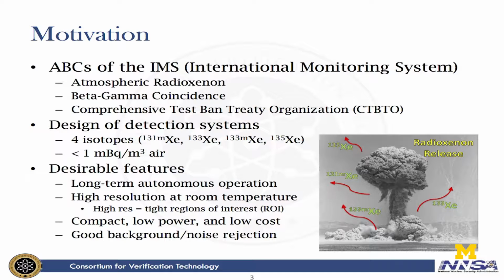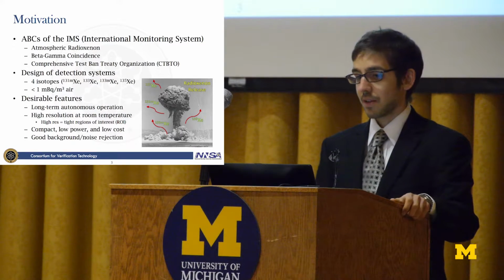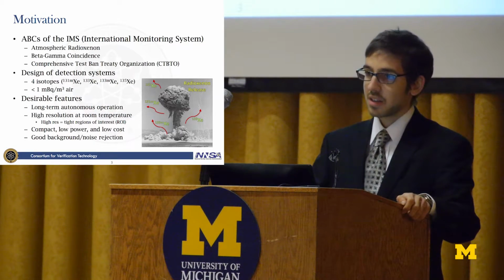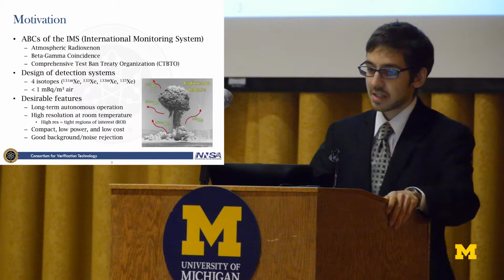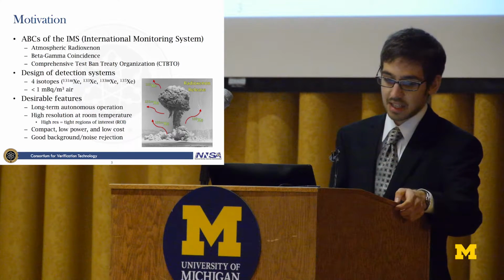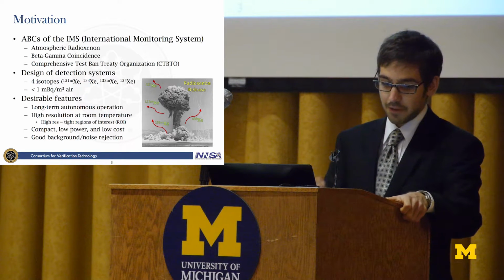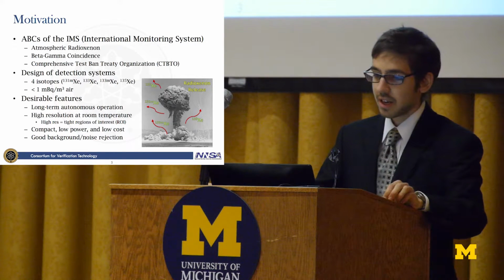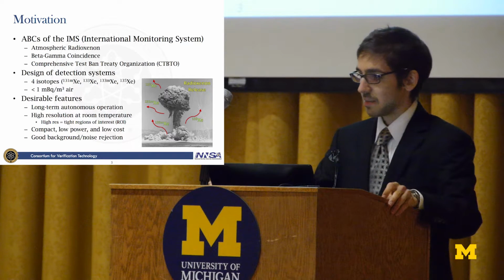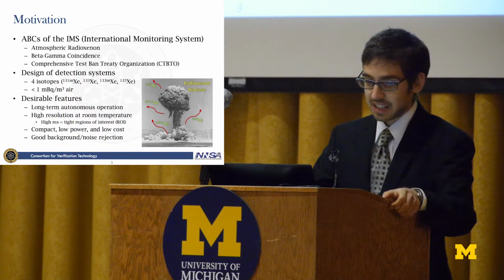So, when a detonation occurs, radioactive xenon is released into the atmosphere. And the International Monitoring System, which is an array of systems all around the world established by the Comprehensive Test Ban Treaty Organization, needs to be able to detect these radioxenons at extremely low concentrations, less than 1 millibecquerel per meter cubed of air. And this is what's called the minimum detectable concentration. Many of these detection systems take advantage of something called beta-gamma coincidence, where an electron and a photon with characteristic energies or energy ranges are released in coincidence with each other. And that's what our detection systems, the TE-CZT and the CASP system, utilize.